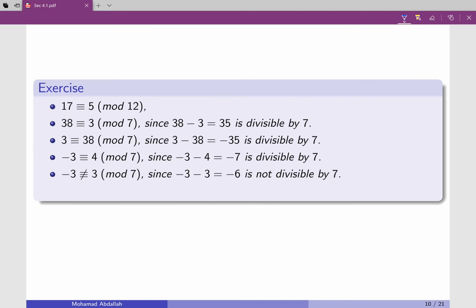-3 is not congruent to 3 modulo 7. And the reason is shown here, because if you take the difference, -3 minus 3 is -6, and -6 is not divisible by 7. Okay, another example, -29 is congruent to -13 modulo 8.